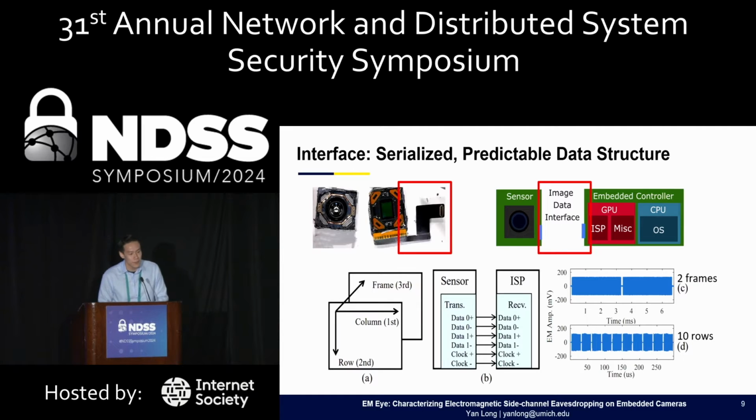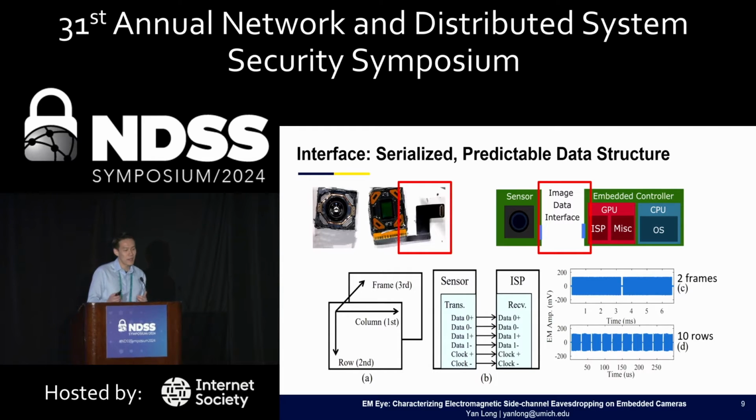But the bad news here is that such standard data transmission interface is actually transmitting data in a completely unprotected manner. For example, to transmit a video, which can be represented as an array of 2D matrices, the sensor would transmit the data frame by frame, row by row, and then column by column.